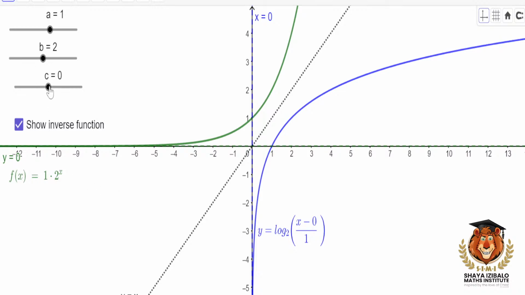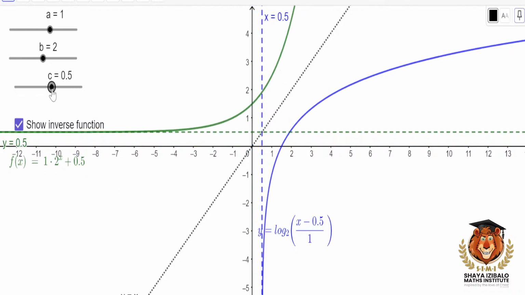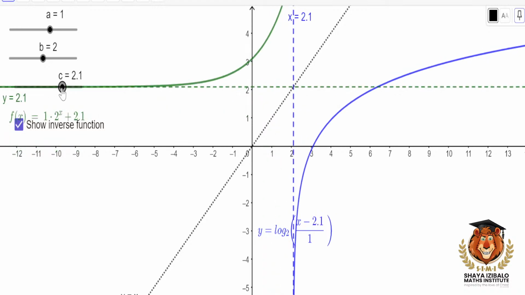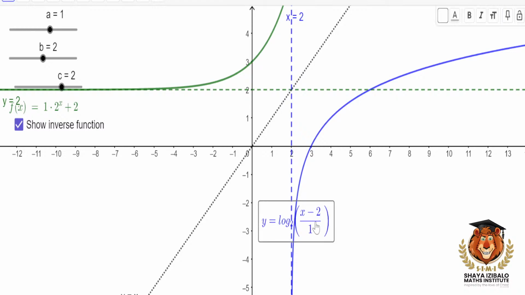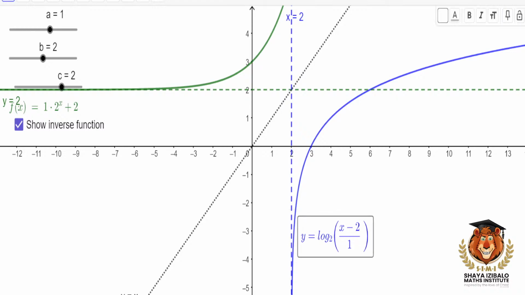I want to show you what happens if I move the exponential graph up by 2. Let's go up by 2. All right. Notice the equation, it's picked up by 2. But notice that the log graph's gone right by 2, and that makes perfect sense.